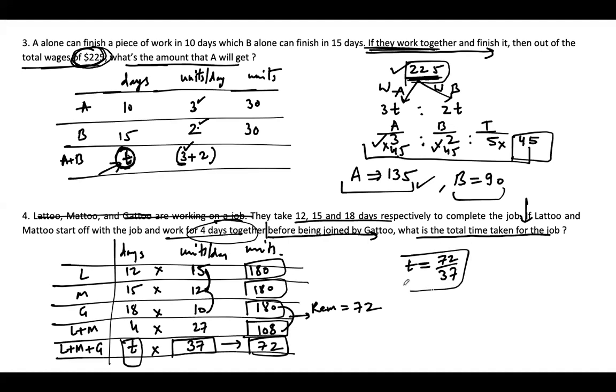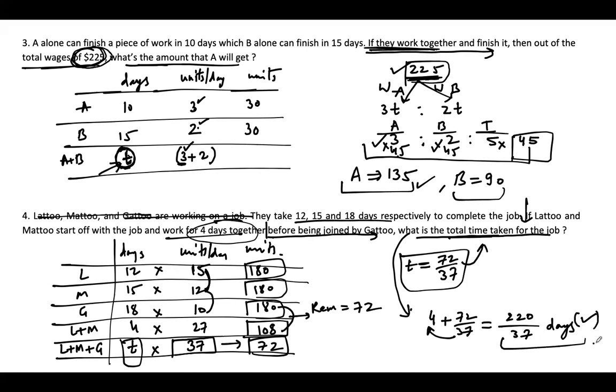So is my answer to the question this 72 by 37? Palak? 4 plus 72 by 37. Total time taken. So initially L and M work for 4 days. So the answer to what the question is asking is 4 plus 72 by 37. So 37 into 4 is what? 148. And 148 plus 72 would be 220 by 37 days. Okay, very good.